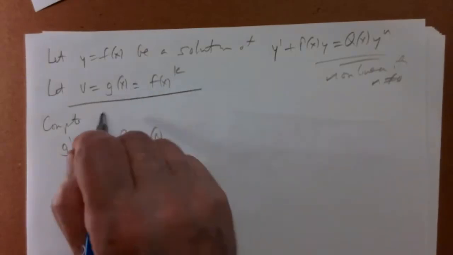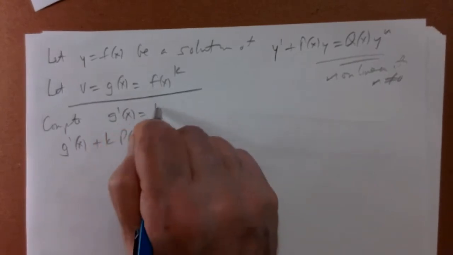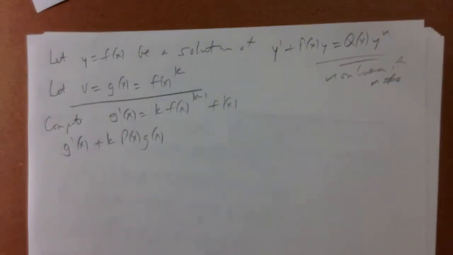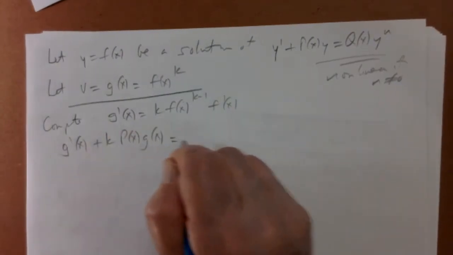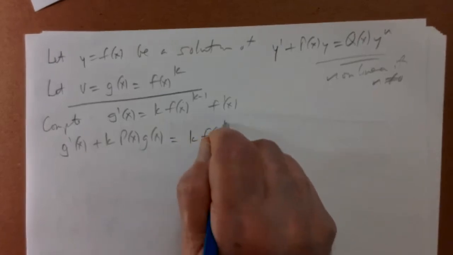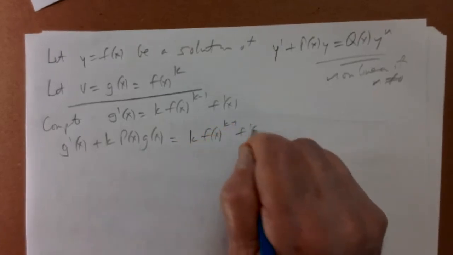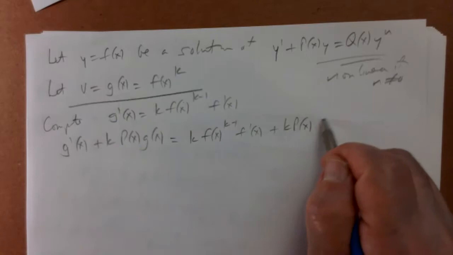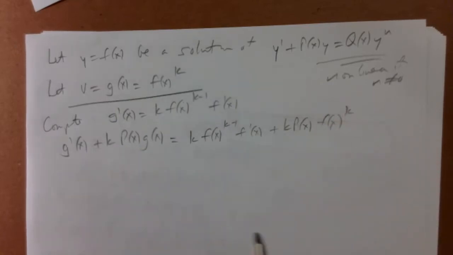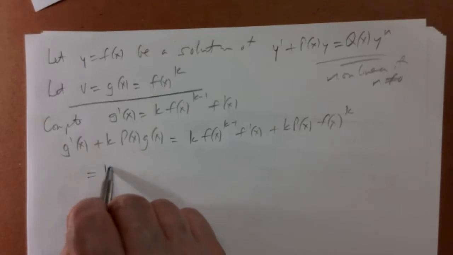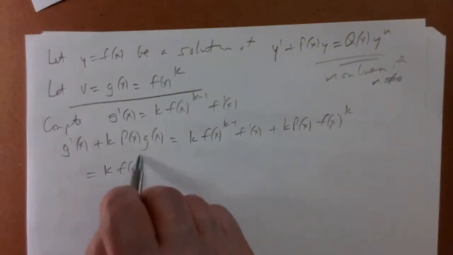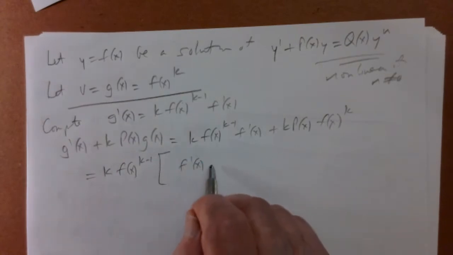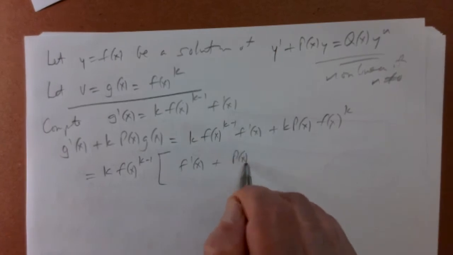So if g of x is f of x to the k, g prime of x is k, f of x to the k minus 1, f prime of x. So this is k, f of x to the k minus 1, f prime of x, plus k p of x g of x, which is f of x to the k. Then we factor out k f of x to the k minus 1, and I get f prime of x plus p of x f of x.